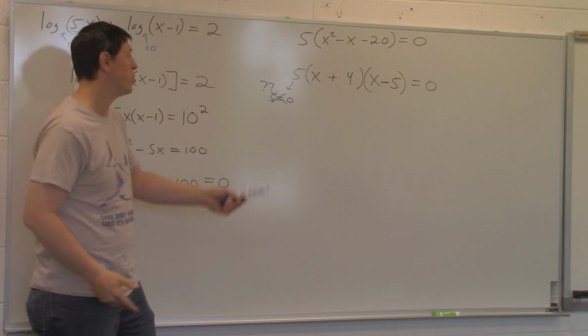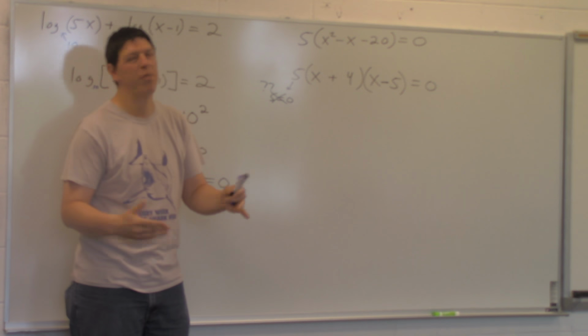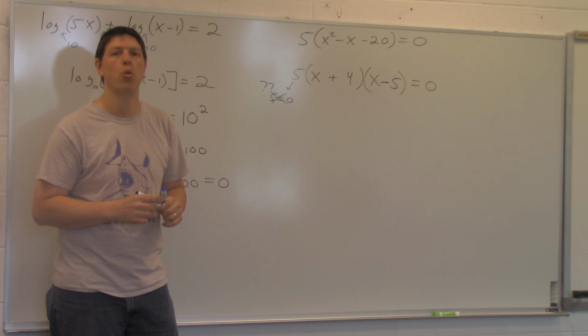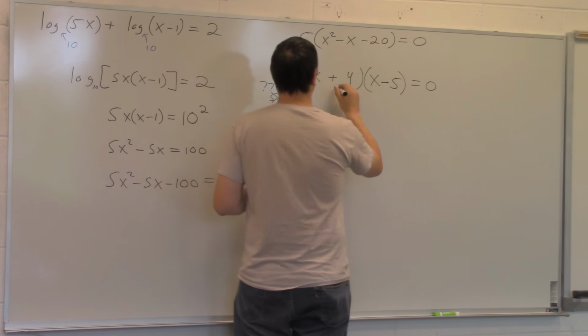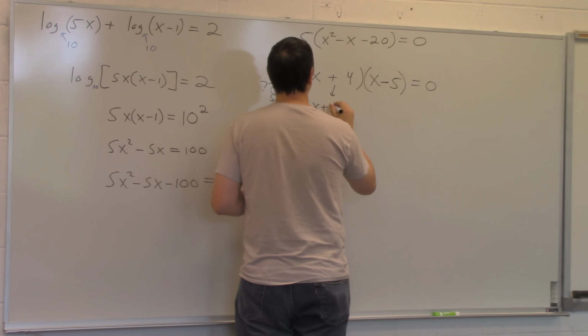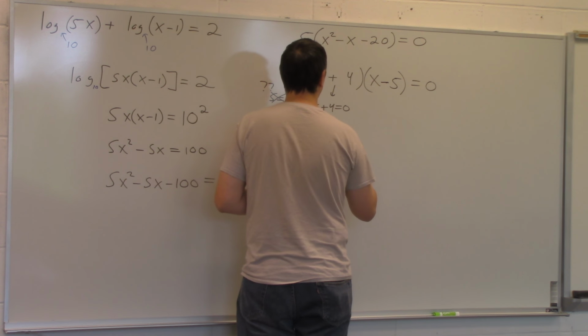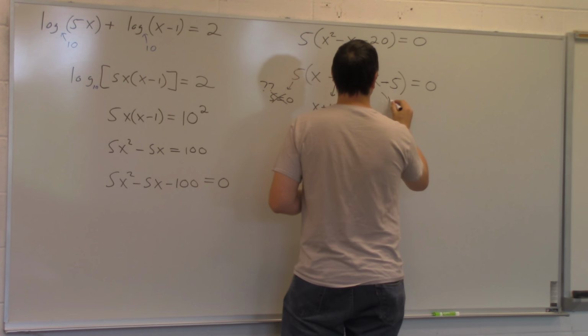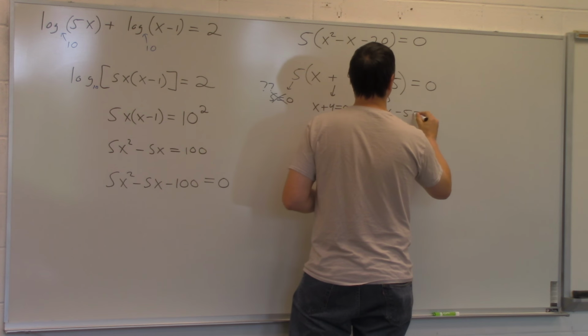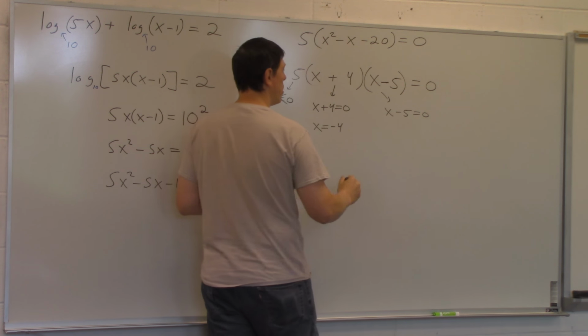I always get a lot of students that ask me what happens to the 5 out front. It doesn't really contribute anything toward the solution. For the second one, x plus 4 equals 0, which means that x is going to be negative 4. And then finally, x minus 5 equals 0, or in other words, x is going to be 5.